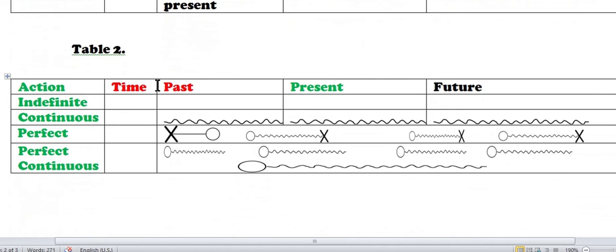Okay, first we have past indefinite. Here I have changed the order. Past comes first, then present, and the future. It will be better to understand past, present and the future in the right order.